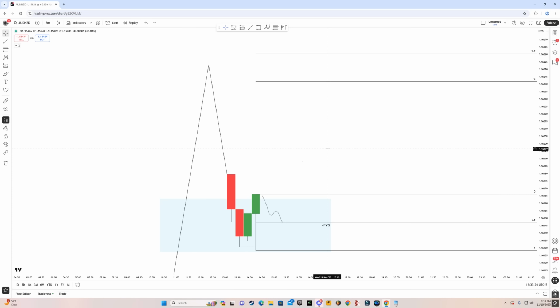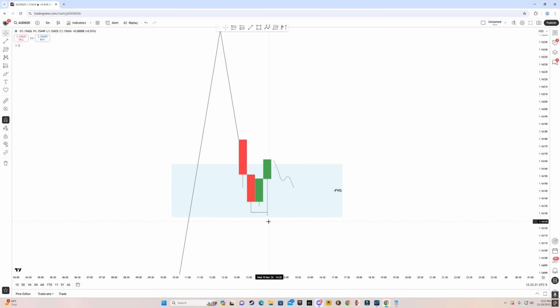Well, you can go and backtest this and see the results by yourself. Okay, so again, simply low sweep. The first candle sweeps the low, closes as a bullish candle. We are inside the fair value gap.